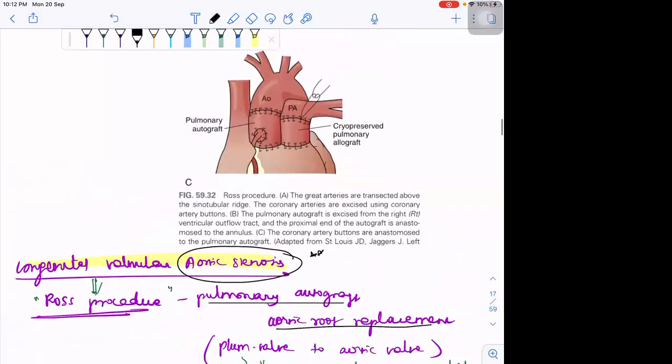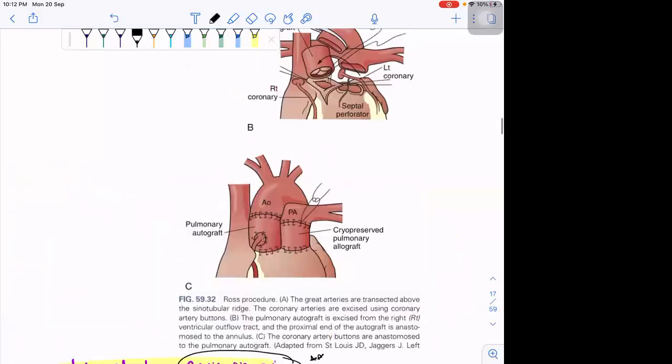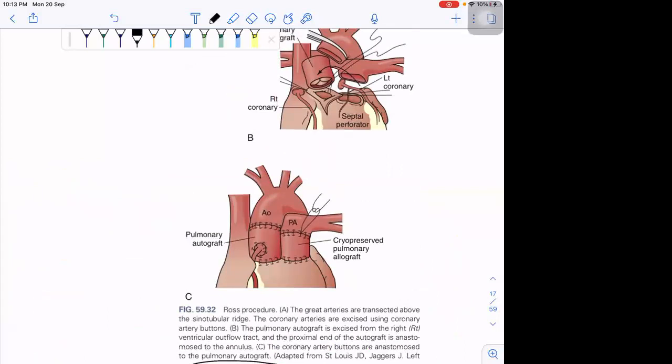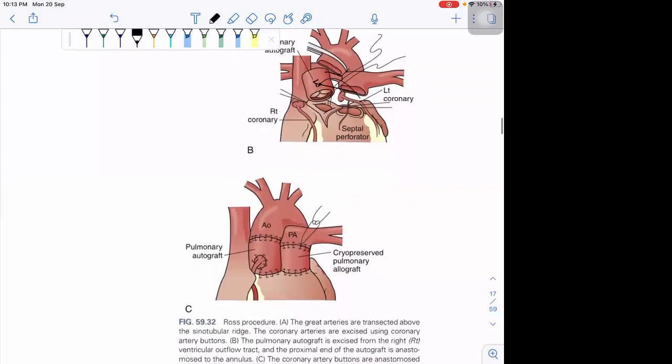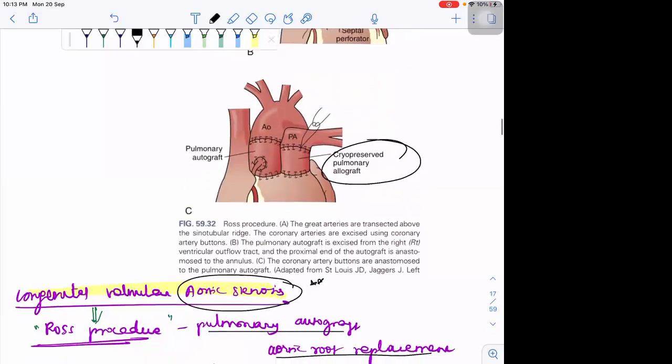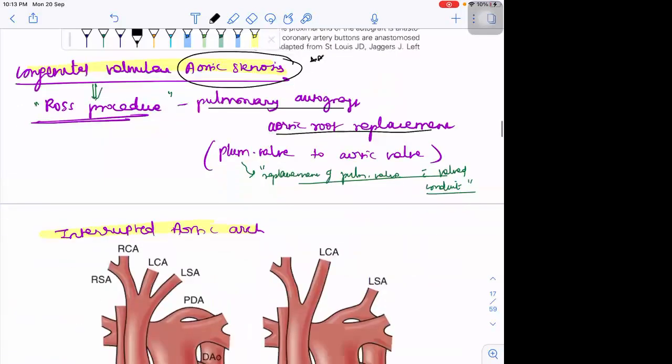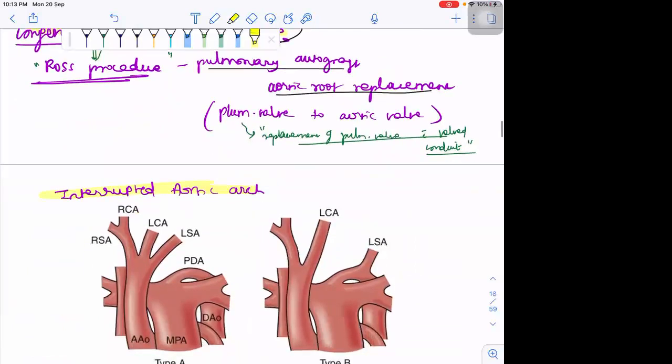So here the problem is in the aorta. What they are doing is taking the pulmonary valve and shifting it to the aortic side. Then they replace the pulmonary valve using a graft, and they shift this pulmonary valve to the aorta. This is called the Ross procedure: replacement of the pulmonary valve with a valve conduit.